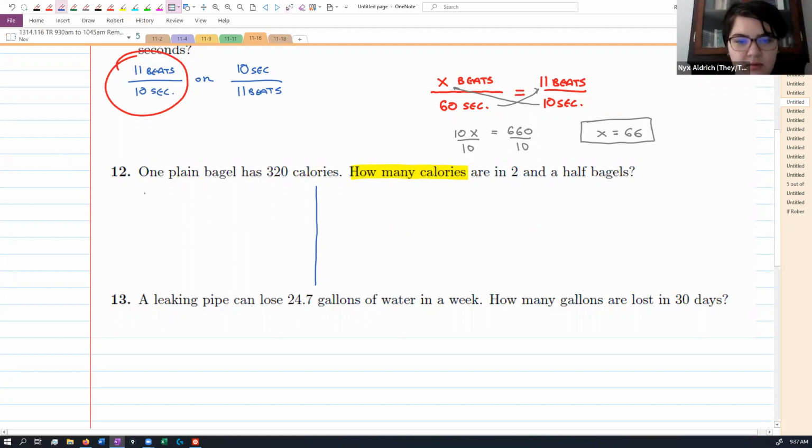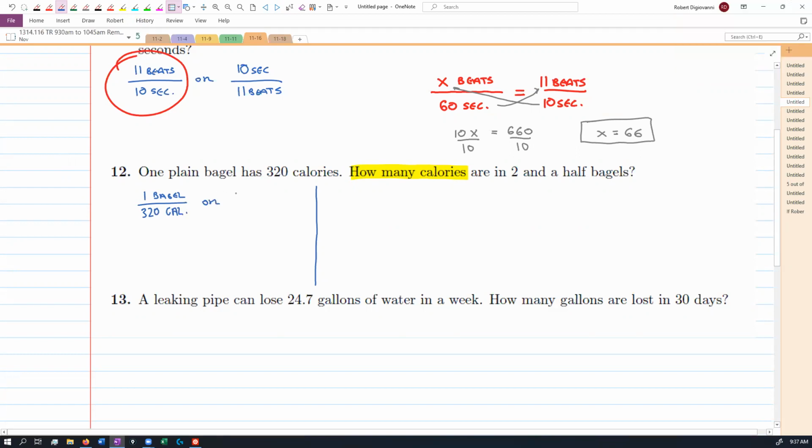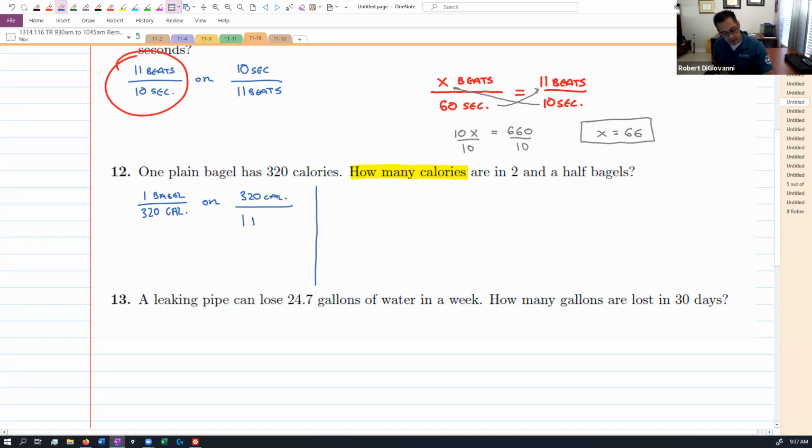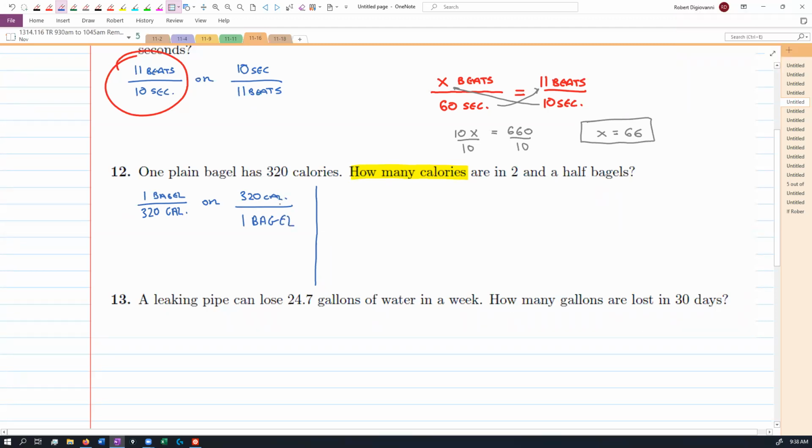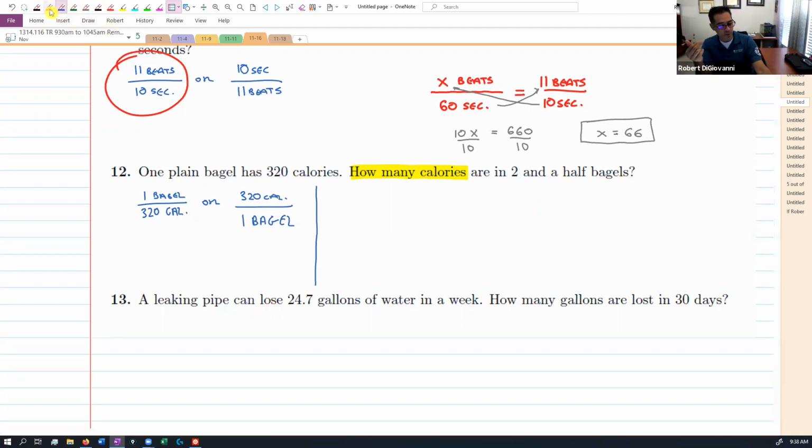One bagel over 320 calories. Okay, someone else tell me the other one. I'm just gonna put cal. 320 calories over one bagel, right? Okay, now which of the two are we going to use? We're looking for the calories, so the second one, right? Yeah, so we use the second one because we're looking for calories. The second one has calories on top. And so we're going to use this one.